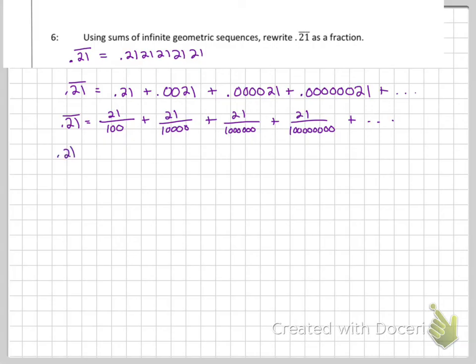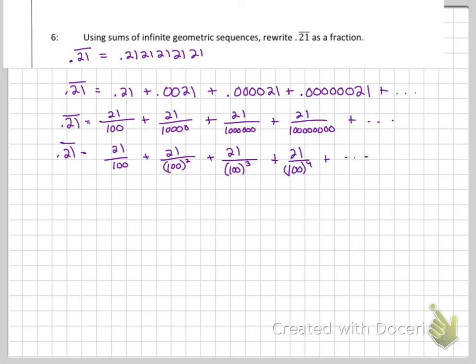So then if we start breaking that down even further and we notice the pattern, that's 21 over 100 plus, this is 21 over 100 squared, because the exponent tells you how many extra zeros you're going to have. So if I have 2 zeros and I square that, I'm going to have 4 zeros. Plus, this one is 21 over 100 cubed, plus 21 over 100 to the 4th, plus dot dot dot, on forever.